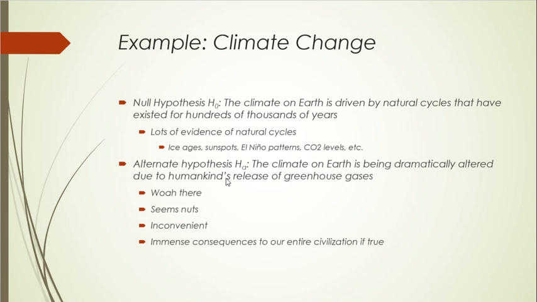The alternate hypothesis is that in addition to all of these, the climate on Earth is being dramatically altered due to humankind's release of greenhouse gases. Now, whoa there, that seems nuts. It's extremely inconvenient because if it's true, there'd have to be immense consequences to our entire civilization. So we need a lot of data. We have to be really, really sure that this is true before we reject this.